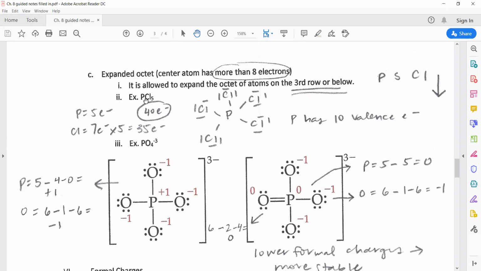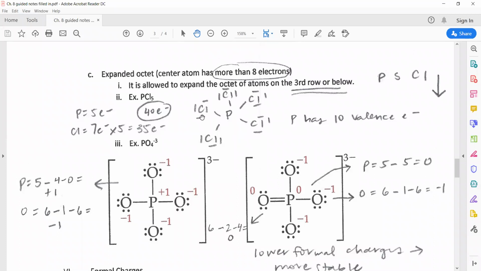For example, PCl5. You follow the same rules. Phosphorus has 5 valence, chlorine has 7 valence, multiply by 5 and you get 35. We have a total of 40 to work with. We put P in the center and put the 5 chlorines around. And when we do single bonds for each one, and then we fill up the outer atoms and we pause and count. At this moment, we are up to 40 electrons.